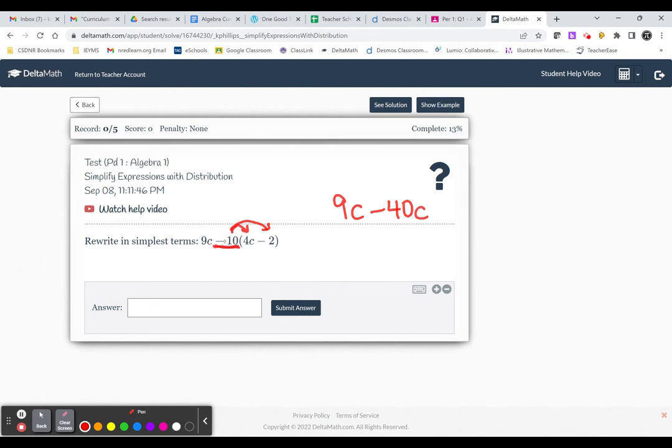Then I'm going to do minus 10 times minus 2. Well, a negative times a negative is a positive, and 10 times 2 is 20. So now I got rid of my parentheses.